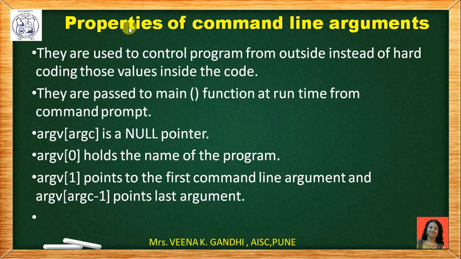Let us see the properties of command line arguments. Command line arguments are used to control the program from outside instead of hard coding the value inside the code. These command line arguments are passed to the main function at runtime on the command prompt. Argv[argc] is a null pointer. Argv[0] holds the name of the program. Argv[1] points to the first command line argument and argv[argc-1] points to the last argument.